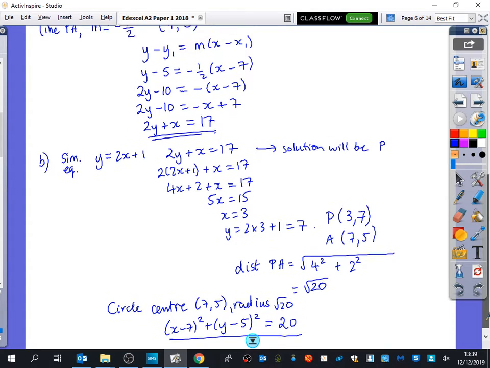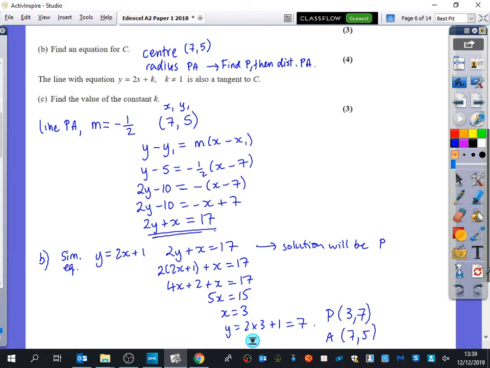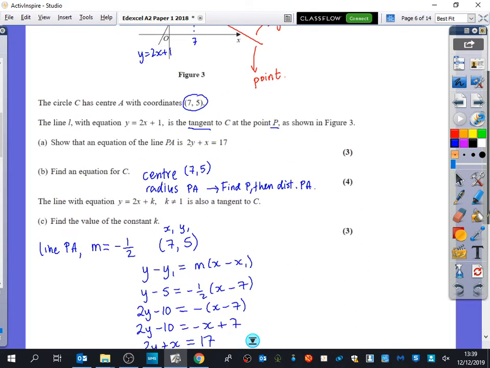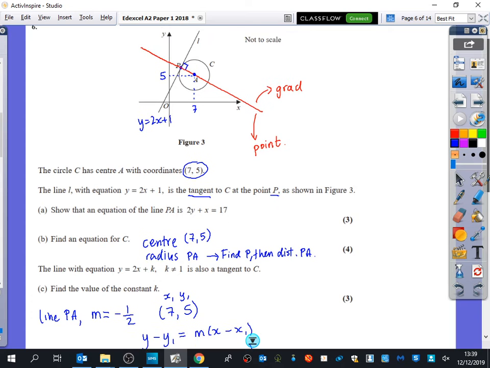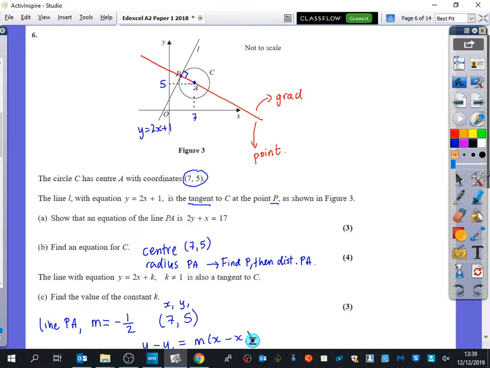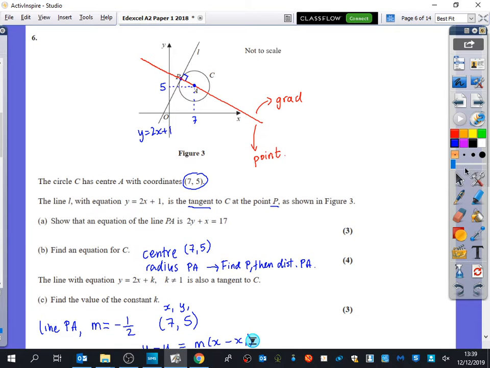We then got to a slightly more challenging question for part C. It says the line with equation y equals 2x plus k, where k cannot be equal to 1, is also a tangent to C. Find the value of the constant k. So the reason that they've said that k can't be equal to 1, because you would have y equals 2x plus 1, which is this line that we've got here.